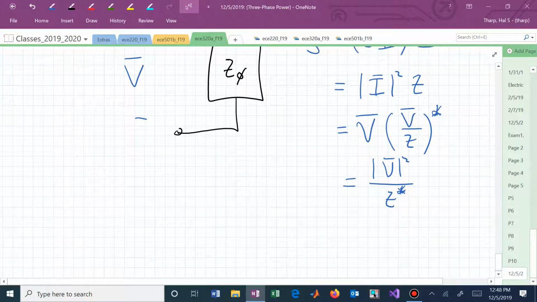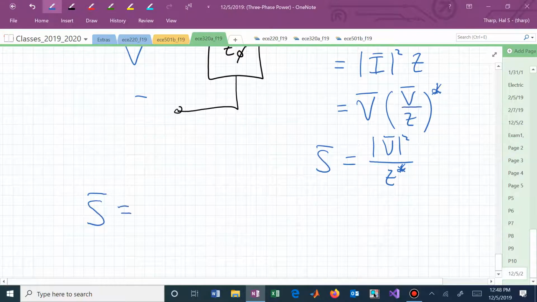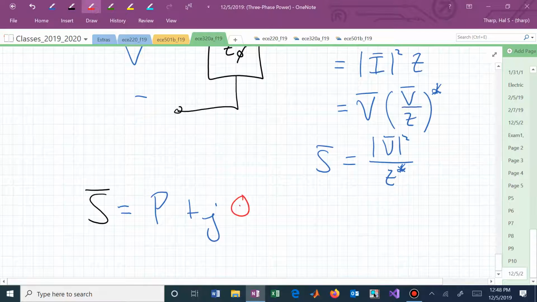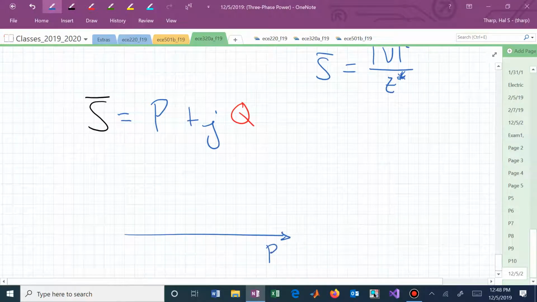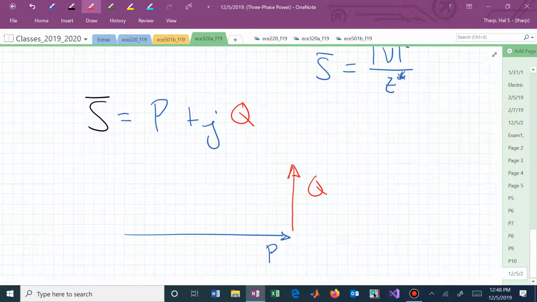And once you have this S as a complex quantity, then you could write it in rectangular form. So let's say this is S, and now this is P plus jQ. In this way, we now could think of this complex power in terms of a triangle. We have the real power, or the average power, that's P. We have the reactive power, Q, which is given units that are distinct from watts. That's the units on power. This is now VARs, volt amperes reactive.